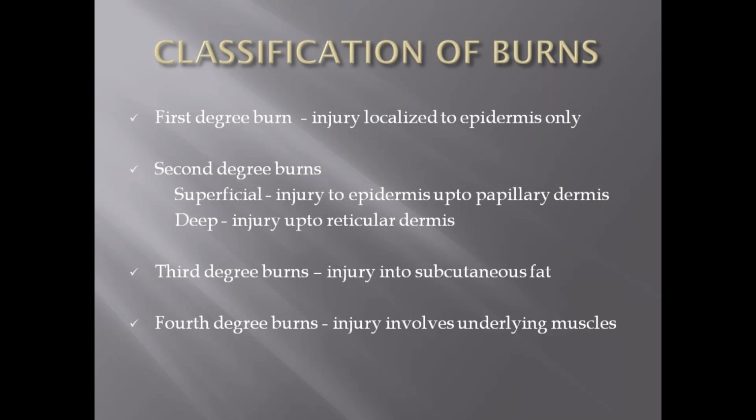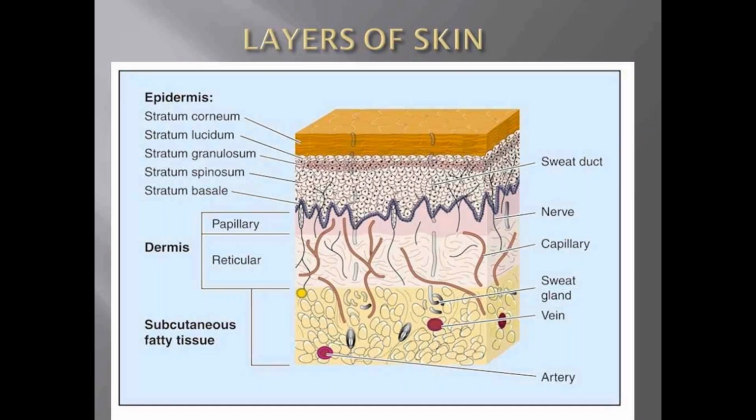Third degree burns are burns in which injury occurs till subcutaneous fat. Fourth degree burns involve underlying muscles, and bones also will be exposed here. See, you can remember it like this. You know the skin has epidermis and the dermis. Beneath the dermis is the subcutaneous tissue. Epidermis again has 5 layers, that is stratum corneum, lucidum, granulosum, spinosum, and basale. Dermis is again papillary dermis and reticular dermis.